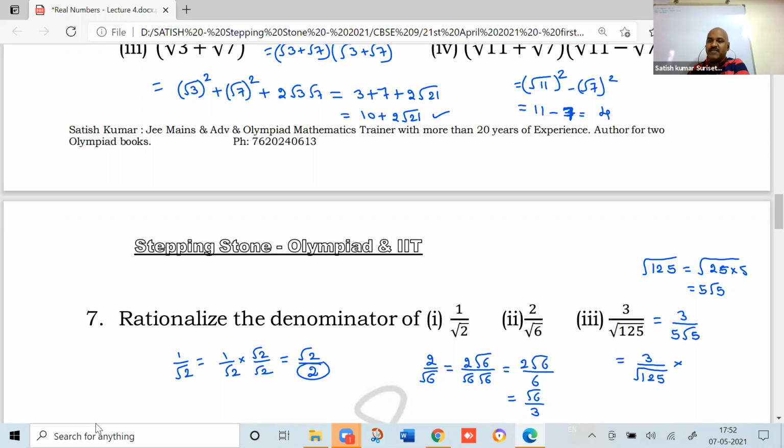So instead of multiplying with root of 125, you can multiply with root 5 itself. Multiply numerator and denominator with root 5. So the numerator will become 3 root 5, and the denominator will be 5 root 5 into root 5, which means 25. Even if you multiply with root of 125, it is still correct. But you have to multiply with your smallest rationalizing factor. That is what is expected always. Otherwise, you need to simplify further.